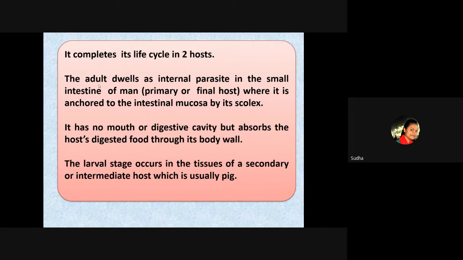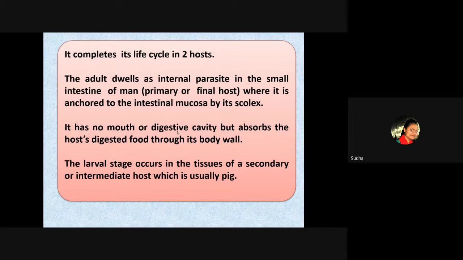The human being is the primary or final host, where it is anchored to the intestinal mucosa by its scolex. As you all saw, the scolex has suckers and hooks, so with the help of those suckers and hooks, it attaches itself to the intestinal mucosa of the primary host, the human being. It has no mouth or digestive cavity but absorbs the host's digested food through its body wall. So an important characteristic of Taenia solium is that it does not have any mouth or digestive cavity, because it already absorbs the host's digested food through its body wall.